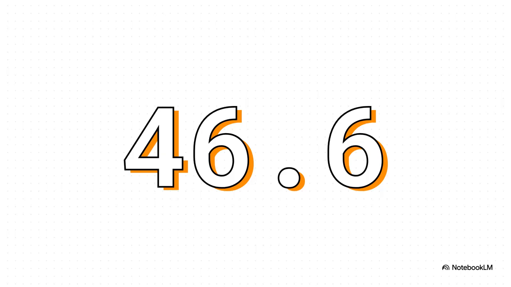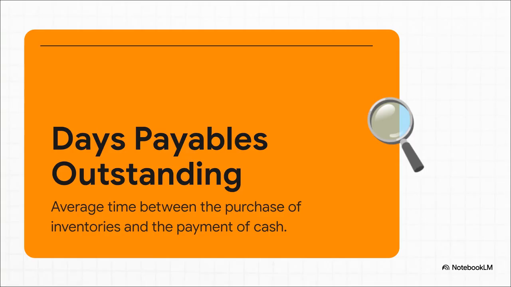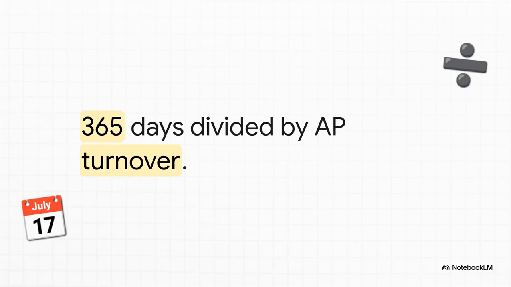Pretty fast, right? All right, Section 4, Days Payables Outstanding. While saying 46 times a year sounds great and all, sometimes it is just way easier to think about this stuff in days. Days payables outstanding, which you might also see called the average payables period, tells us precisely how many days pass, on average, between acquiring that inventory and actually handing over the cold hard cash to pay for it. The math here is a total breeze.